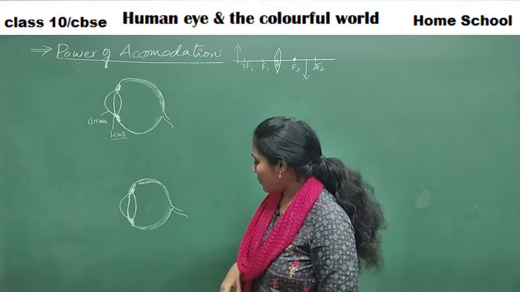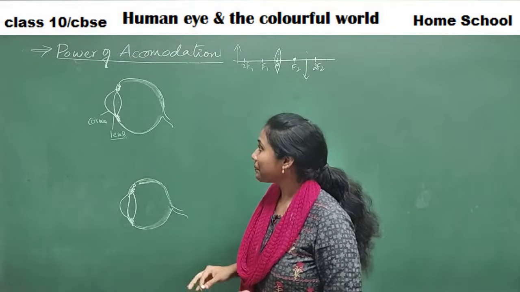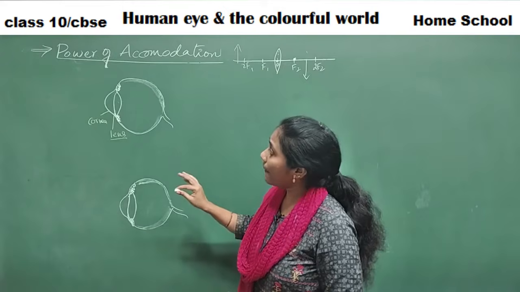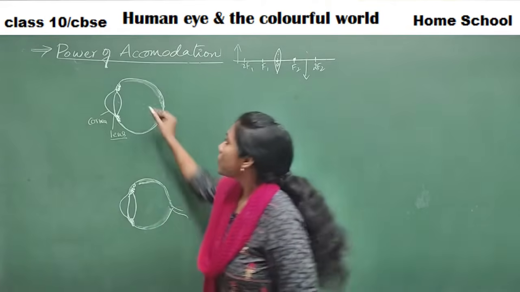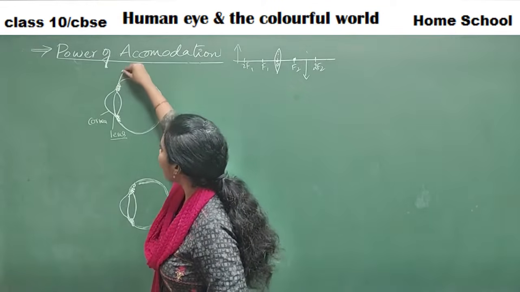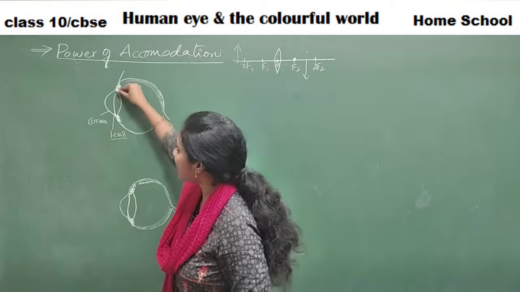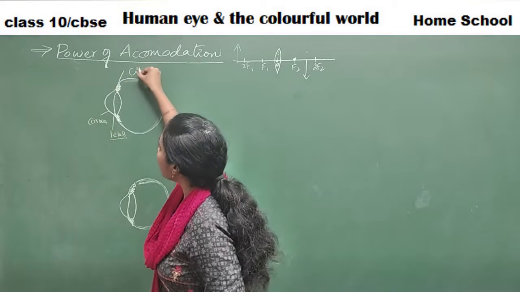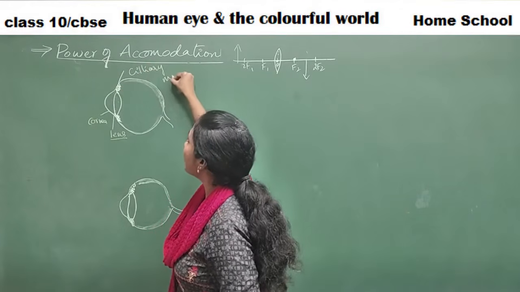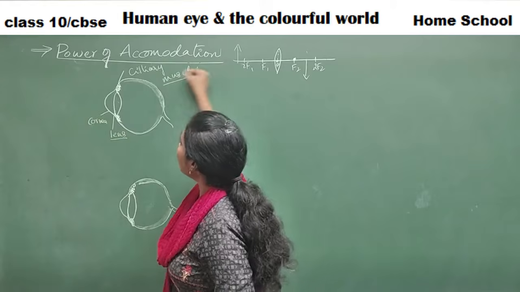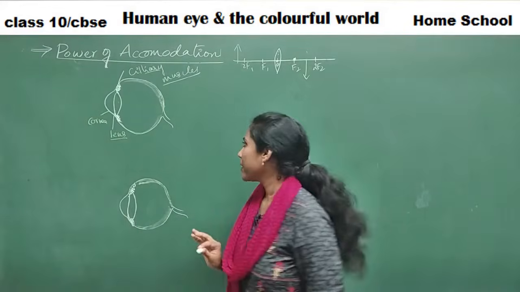You see here, a very interesting thing happens inside the eye. You have certain muscles called ciliary muscles. See, here I have drawn a shape connected to the lens on both sides, right? So what muscles are they? They are ciliary muscles, very, very important muscles. Ciliary muscles will do all the work. I will explain how.